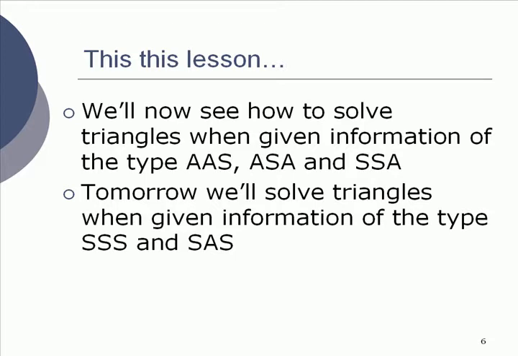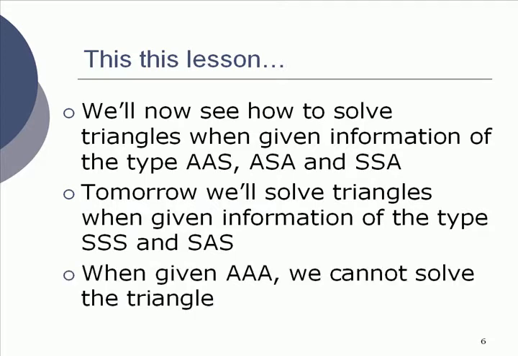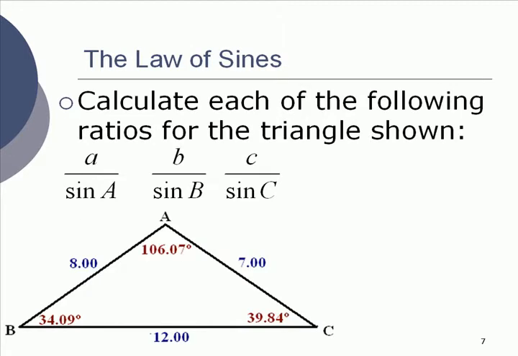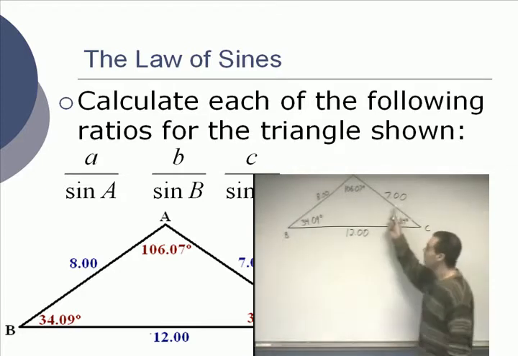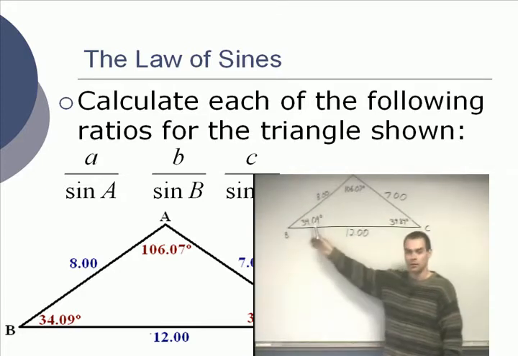Now, I'm going to put a triangle on the screen. We just noted that given 3 angles, we can't solve the triangle. We'll see that some more a little later. Okay, there's a triangle. I'm going to draw that a little bit bigger so that you can see it. Okay, here's what I'd like you to do. We want to compute 3 ratios. We want to take each side length and divide it by the sine of the opposite angle.